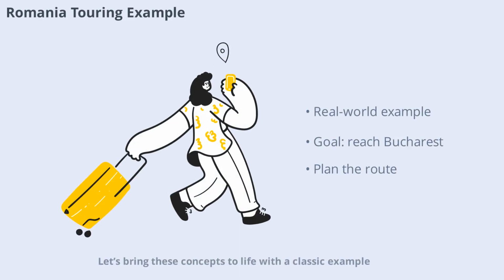Let's bring these concepts to life with a classic example, the Romania touring problem. Imagine an agent with a non-refundable ticket to fly out of Bucharest the next day, currently located in Arad. The agent's goal is to reach Bucharest before the flight. To do this, it must plan a route through various cities, deciding which roads to take and in what order.